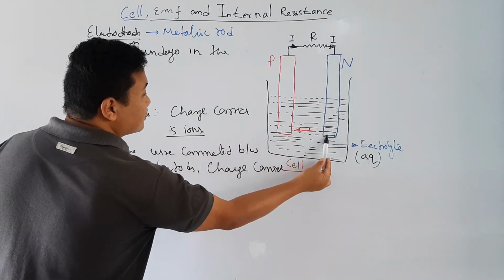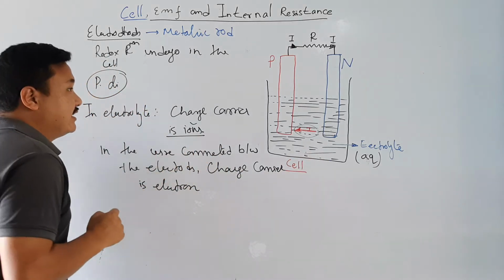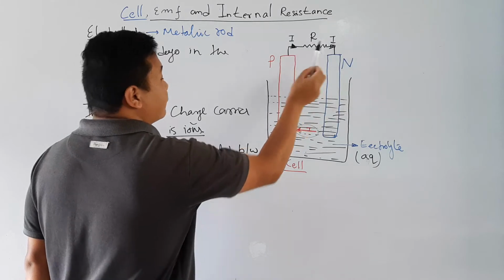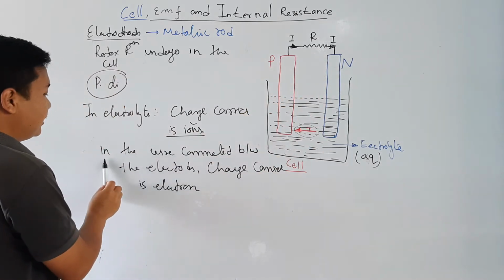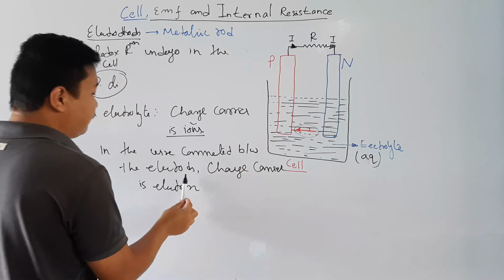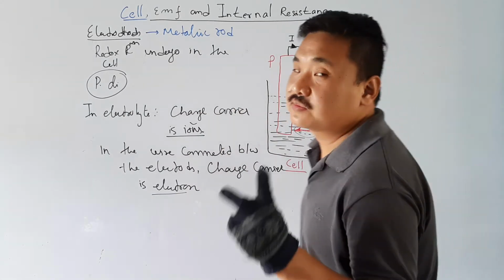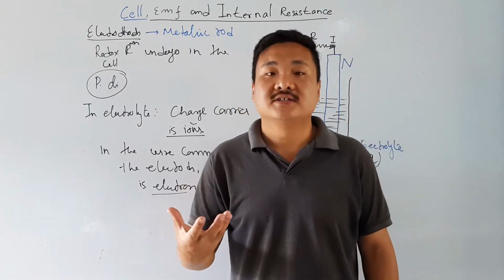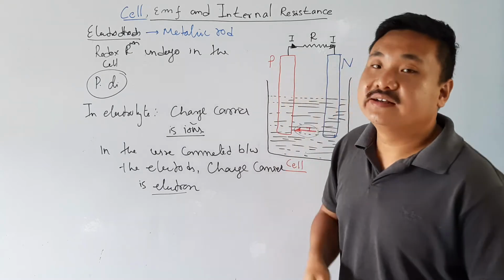Whenever the current flows from this to this, there is a flow of current, and this current is because of the ions. Now the current which is flowing from this electrode to this electrode through this wire is due to electrons. The current here is due to the flow of electrons, that is, in the wire connected between the electrodes. This and this are electrodes and this is the wire. The charge carrier is electron. So in this cell there are two types of charge carrier. One is ions, in the electrolyte, and the other is electrons, in the wire connected between the positive and negative electrode.